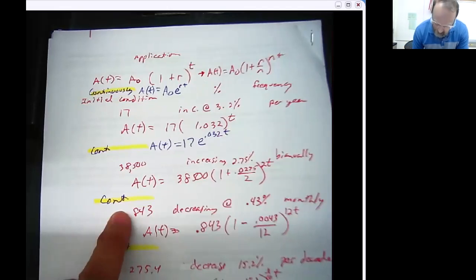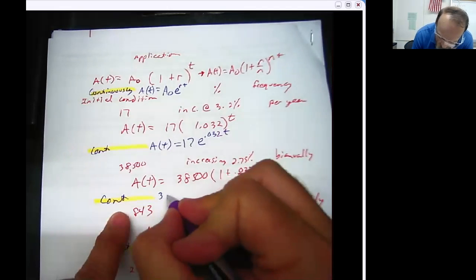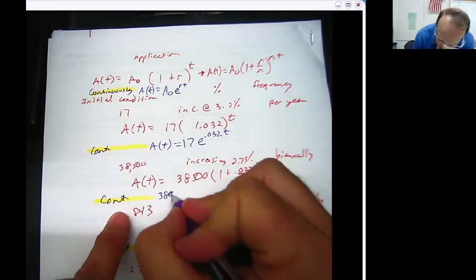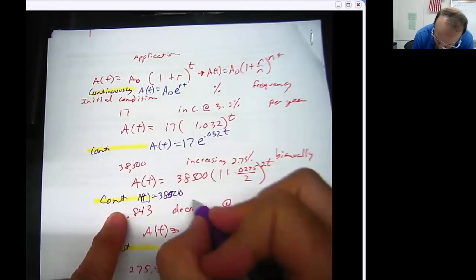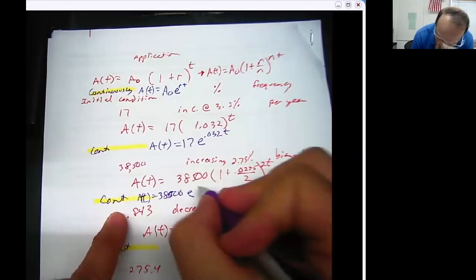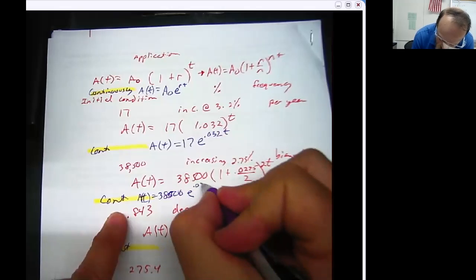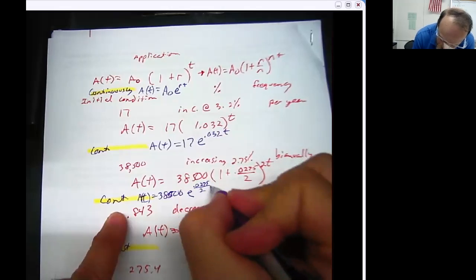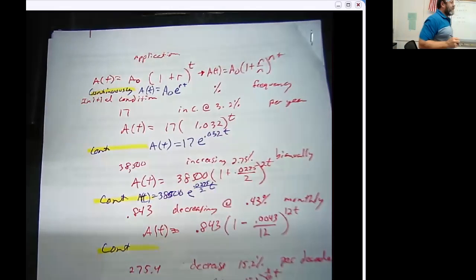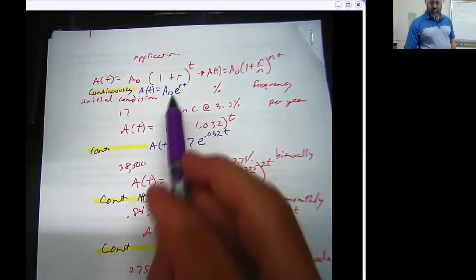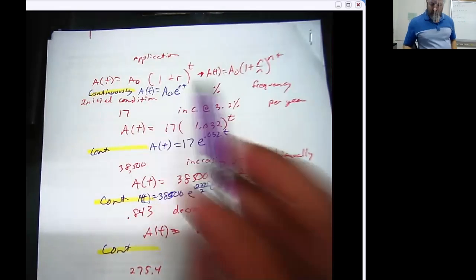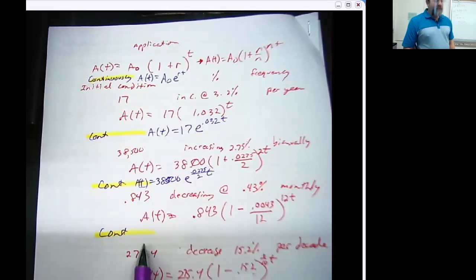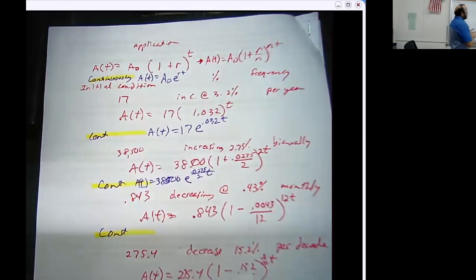Here's my next continuous. This one is 38.5. So A of t, the amount that you have at some time t, would be 38.5 e raised to the 0.0275 over 2 t. Do you guys see what's happening? Is that hard? Just throw in those two numbers. You just need to know A0 and you need to know r. So what do you guys think this one's going to be? Let's go to the next one.